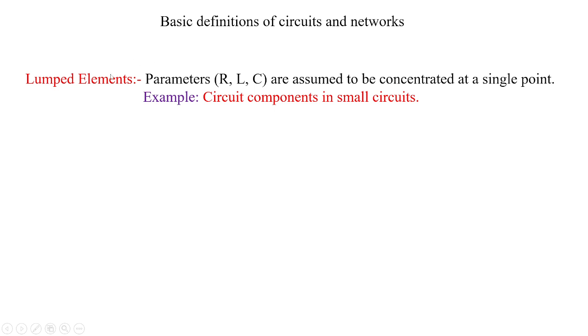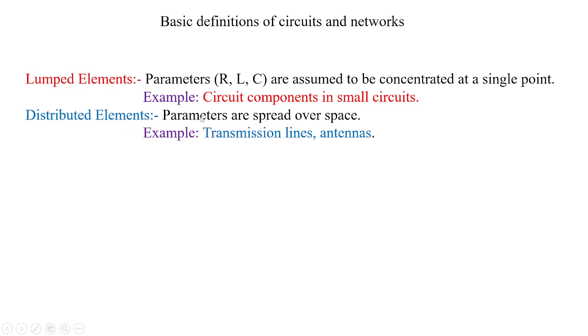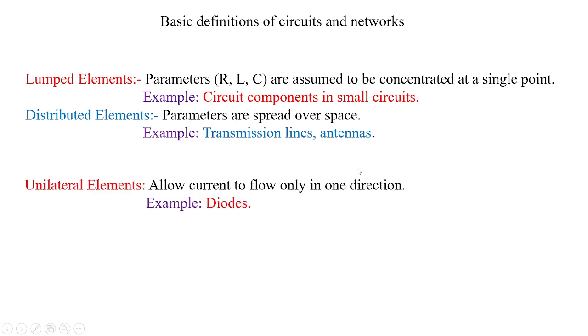Another definition is the lumped elements. The parameters like RLC are assumed to be connected or concentrated at a single point. Example, circuit components in small circuits, like what we have seen in the previous circuit diagram. Resistor, inductor, capacitor, if they are closed, they can be written as lumped elements. Whereas in distributed elements, the parameters are spread over space. The entire circuit we have seen in our first figure resembles a distributed network or distributed elements. Examples of such networks are applicable in transmission lines and antennas.